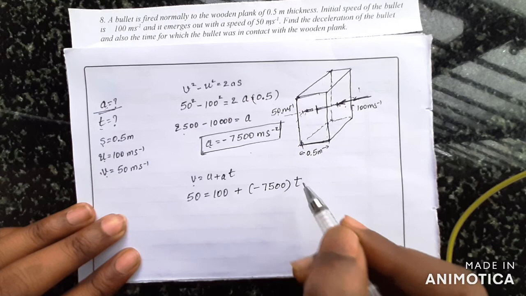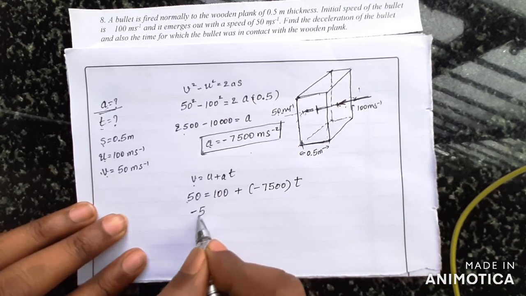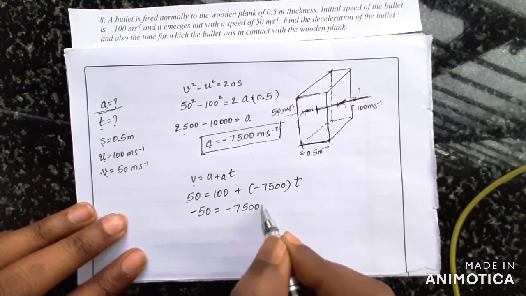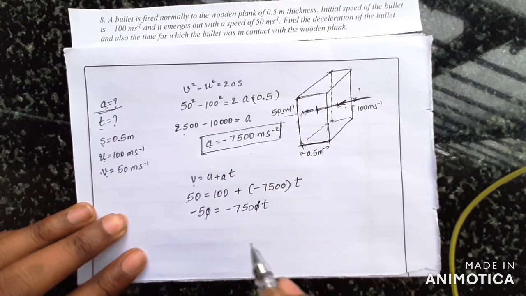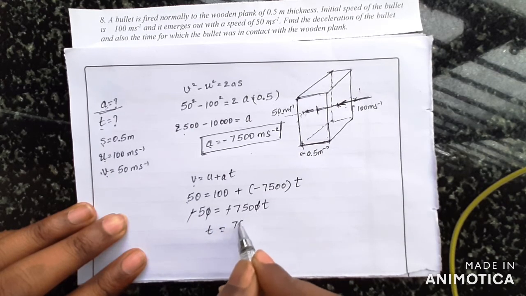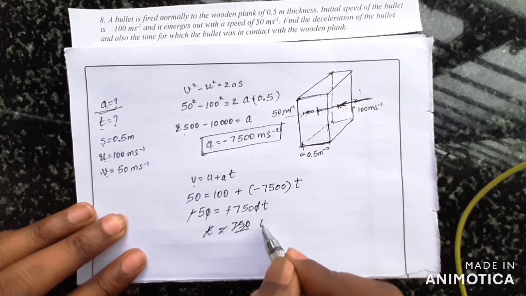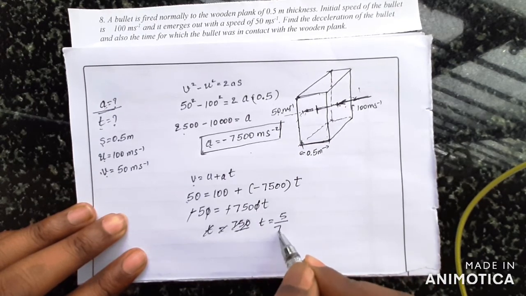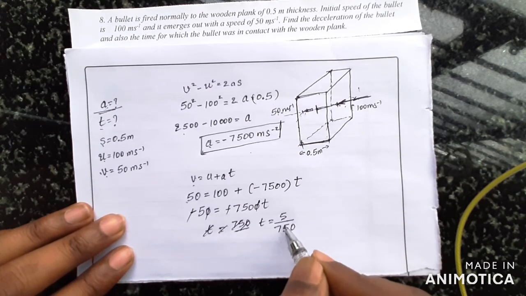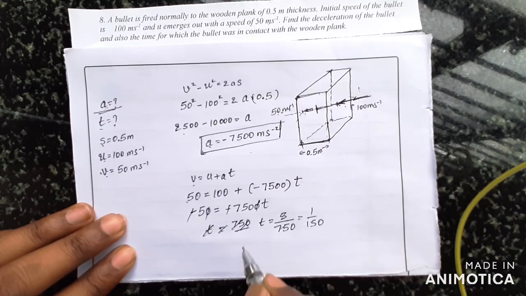Time has to be calculated. Now 50 minus 100 is minus 50, which is equal to minus 7,500 t. The 0 gets cancelled, the negative sign gets cancelled, t is equal to 5 by 750. Now simplify this, you get 1 by 150.